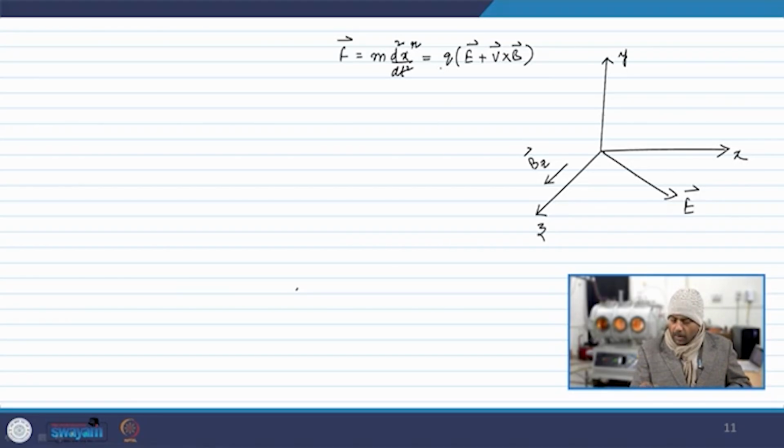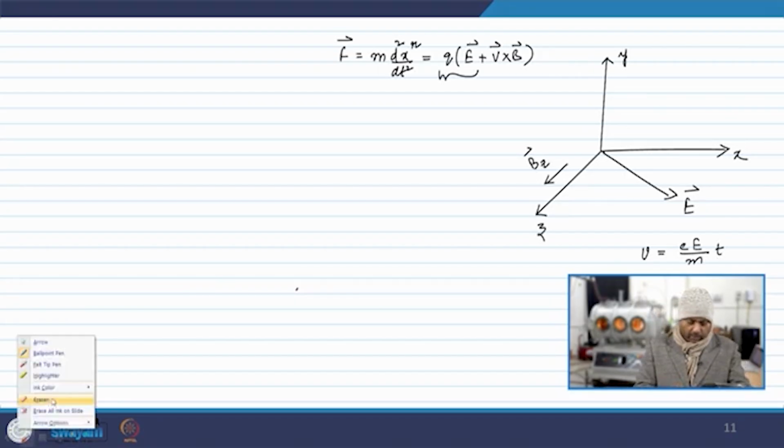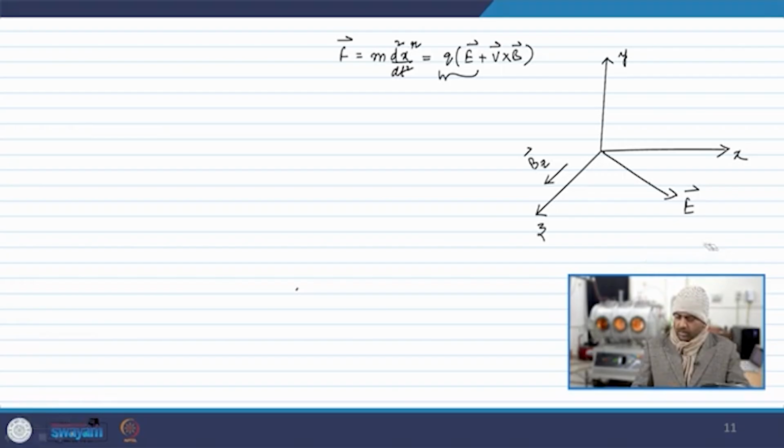We have dealt with parts of this right hand side individually. For example, when we were discussing the isolated static uniform electric field, we considered F equals EQ, and V along the direction was simply Et by m. Right. That means we have dealt with the uniform electric field separately, and we also dealt with the second part, which is the uniform static magnetic field separately. Let us say we have studied this first, and then we have studied this part.